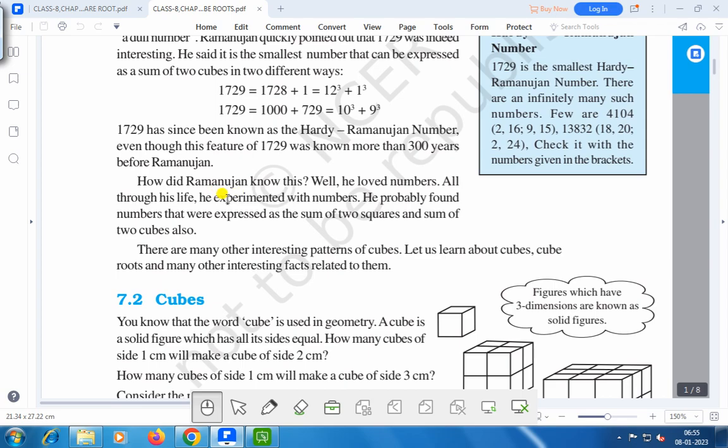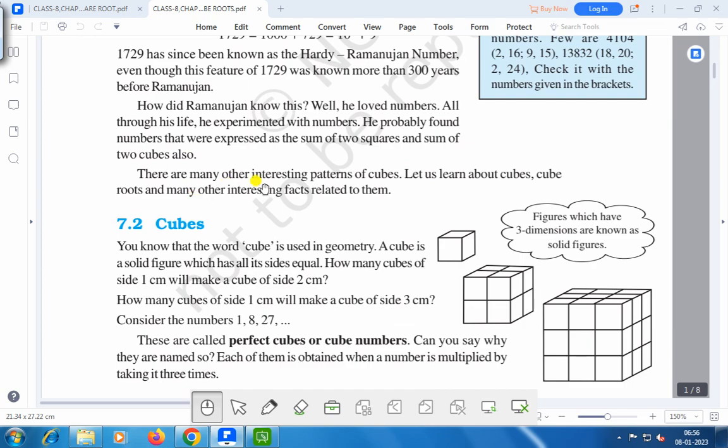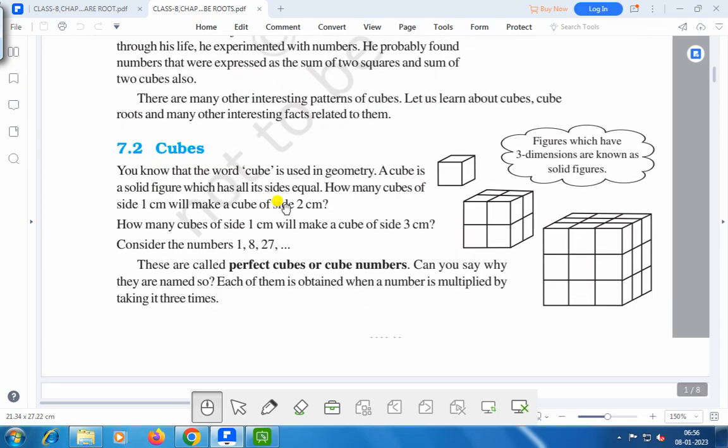How did Ramanujan know this? Well, he loved numbers. All through his life, he experimented with numbers. He probably found numbers that were expressed as the sum of two squares and sum of two cubes also. There are many other interesting patterns of cubes. Let us learn about cubes, cube roots, and many other interesting facts related to them.